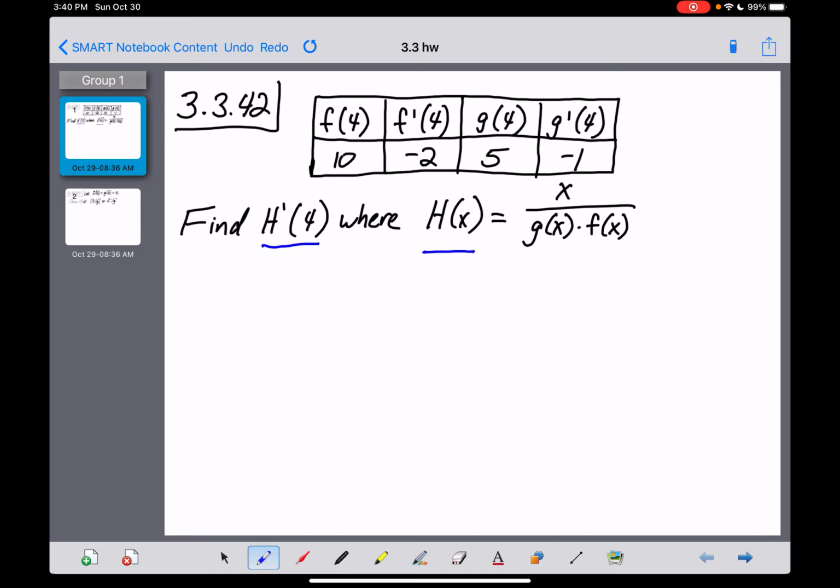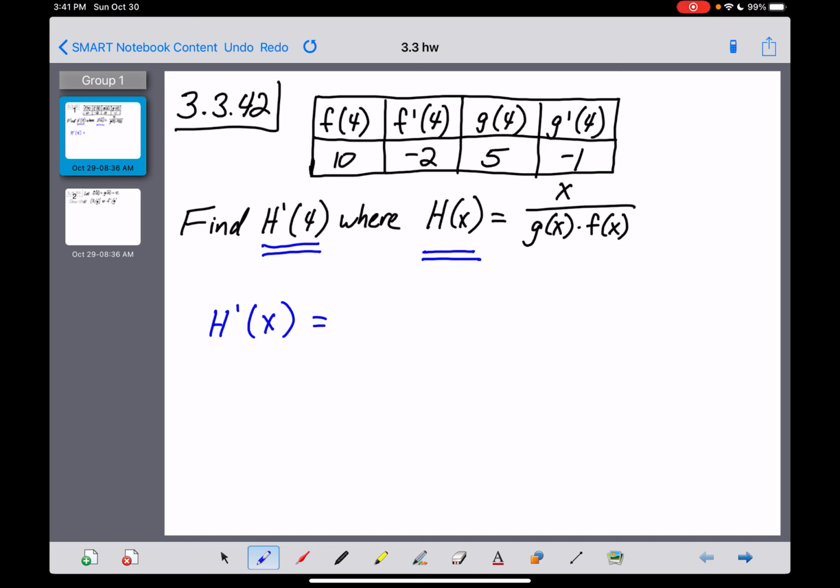Well, the one big idea I want to make sure everybody understands here is that you can't find h prime of 4, a specific value of the derivative, until you have found h prime of x first. You've got to find your general derivative before you can evaluate it at a specific point. So we've got to find h prime of x, which is the derivative of this function.